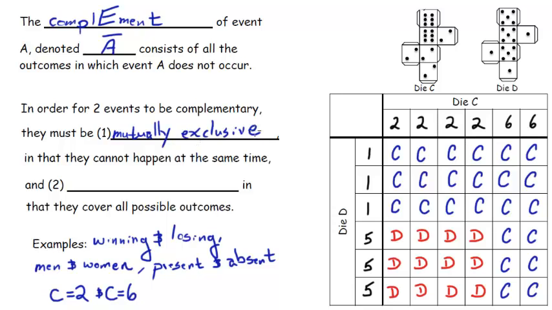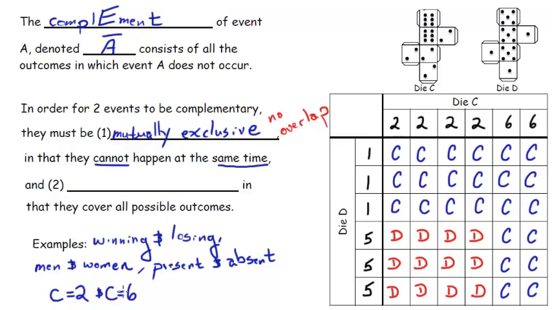Right? And by mutually exclusive, we mean cannot happen at the same time. Right? So there is no overlap. Okay, so if we look down here at our examples, we can't both win and lose. We can't be both a man or a woman. We could not be both present and absent. And I couldn't roll both a 2 and a 6.